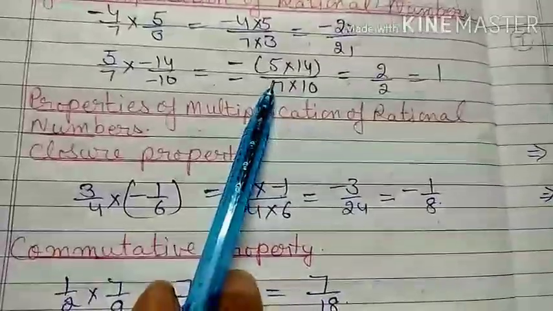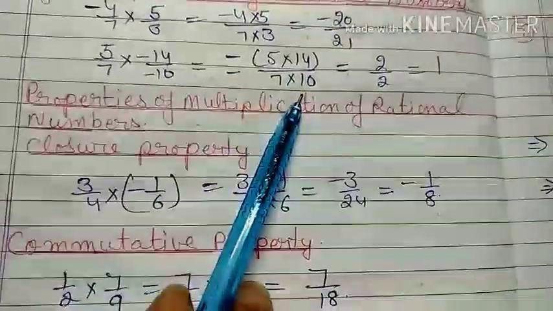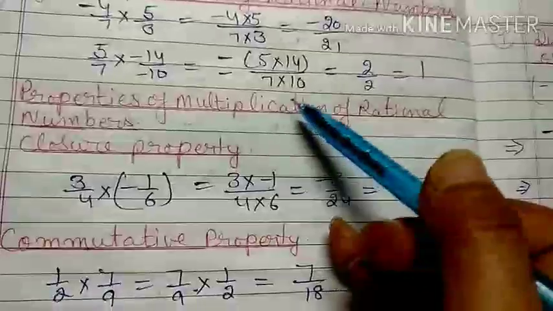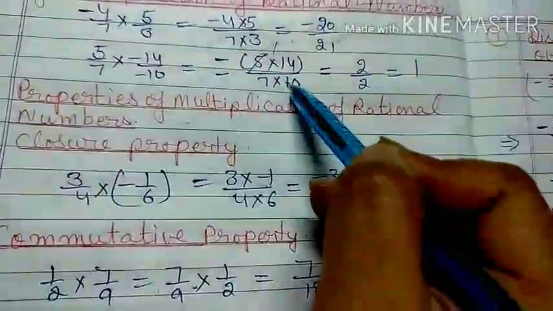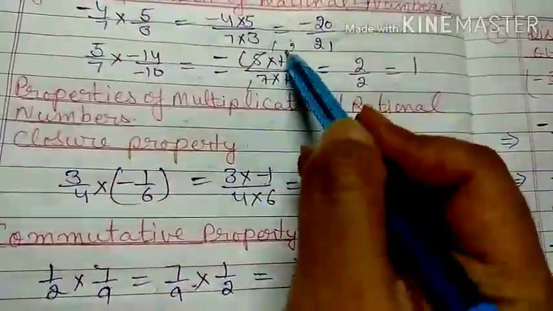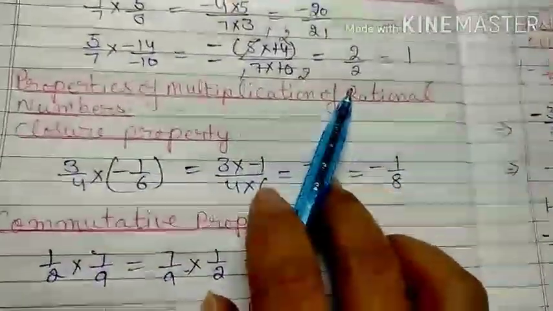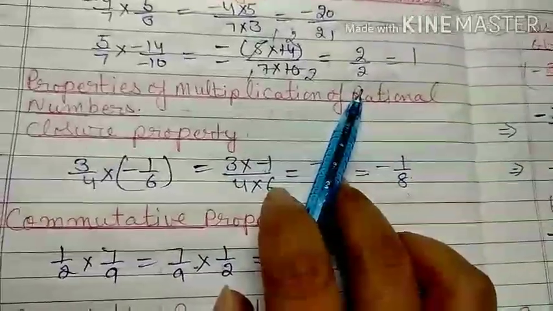Same, you have to multiply 5 into 14 both numerator and 7 into 10 both denominator. 5 into 14, when it is a condition of cancellation, like 5 ones are 5, 5 twos are 10, 7 ones are 7, 7 twos are 14. Then 2 by 2 is left and your answer will be 1 because both 2 will be divisible by 2.